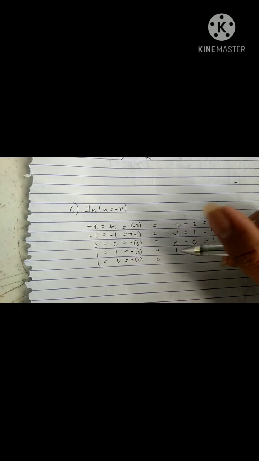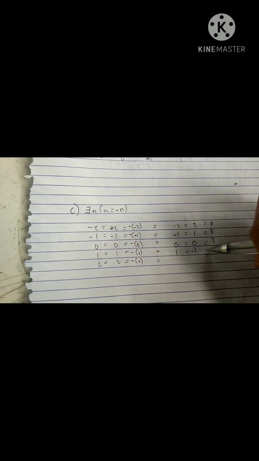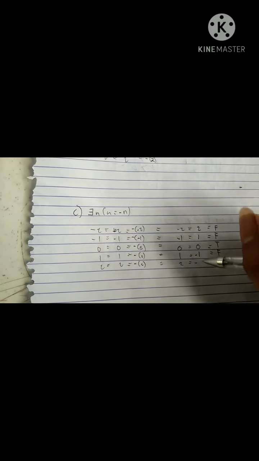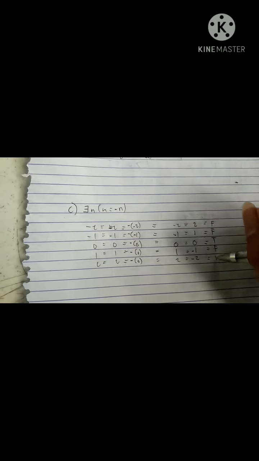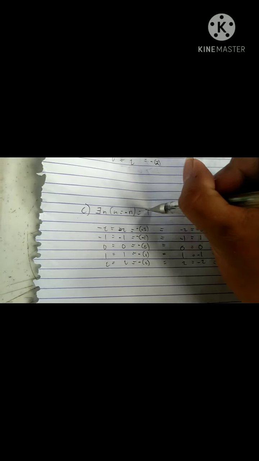0 is equal to 0. Next is 1 equals negative times positive, so it will be negative 1. 1 equals negative 1, so it is false. Then the last one, 2 equals negative times positive, so negative 2. 2 is equal to negative 2, so it is false. So therefore, since it has one true value, the statement will be true because one of the truth values is true.